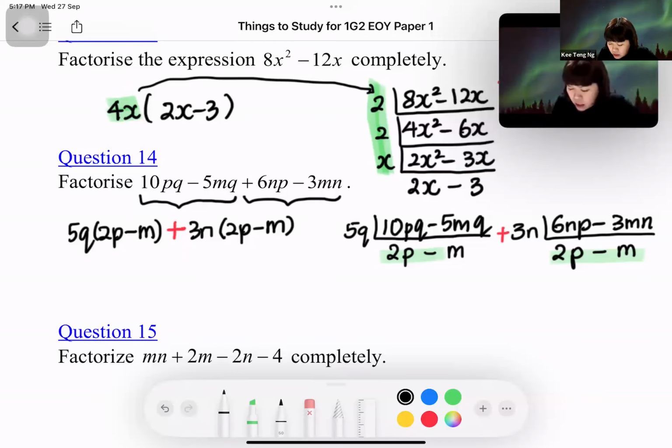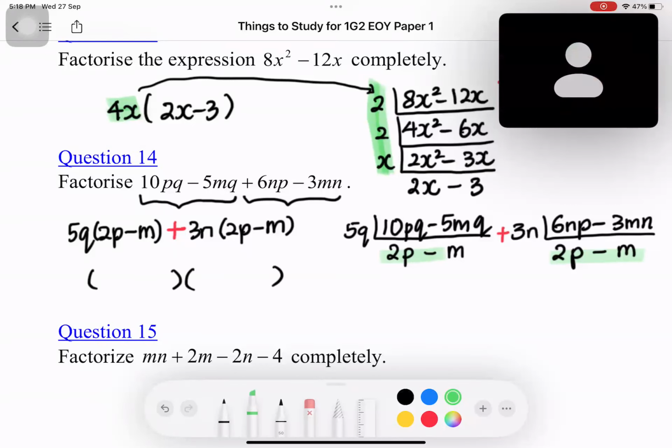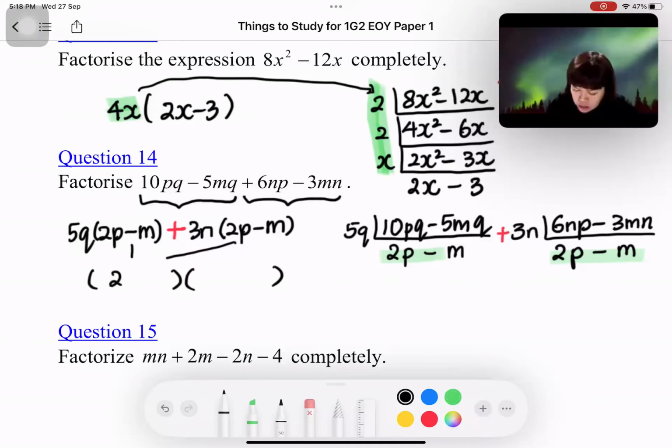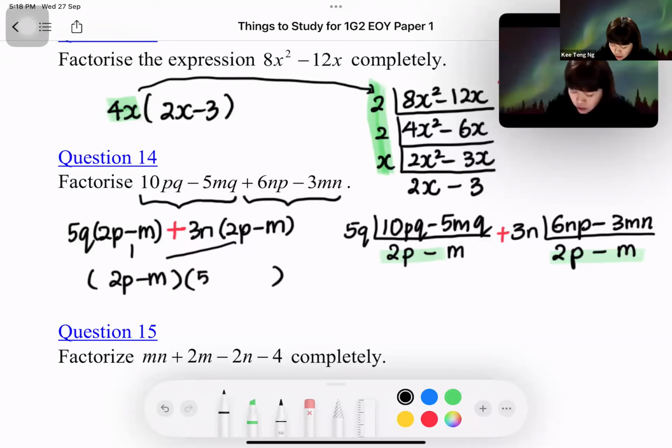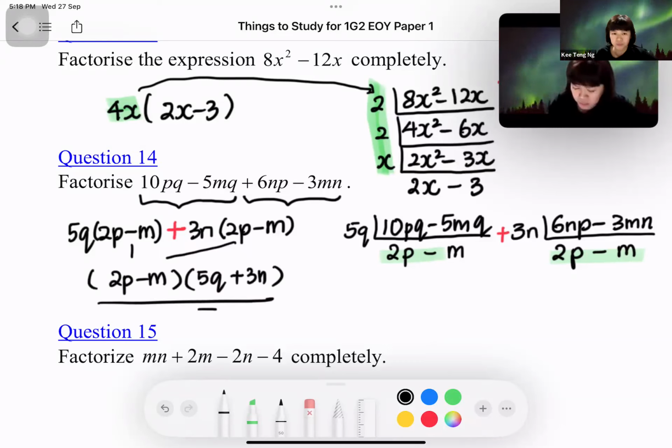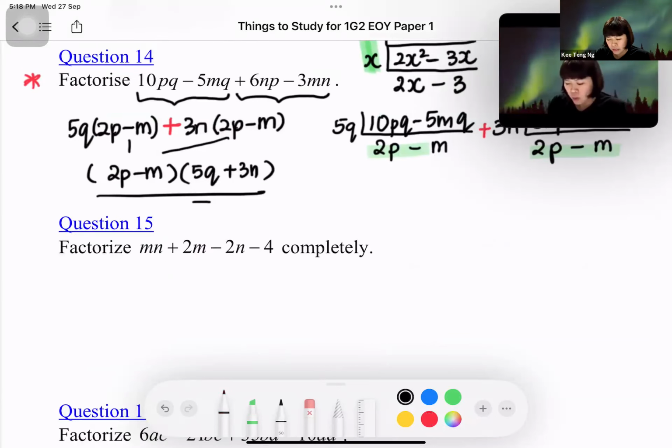Then the next thing, the one that is repeated, we write into 2 brackets. The 2p minus m is the repeated part, and the other one is 5q cubed plus 3n. Answer. This one you must know how to do. Sure to be tested, but I don't know whether it is easy or difficult. Okay, we practice a little bit more.